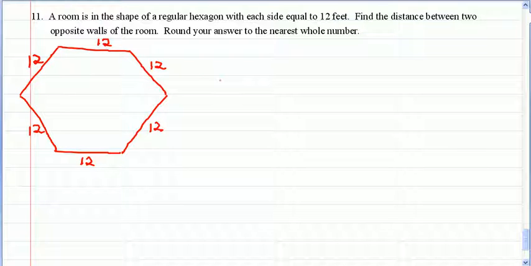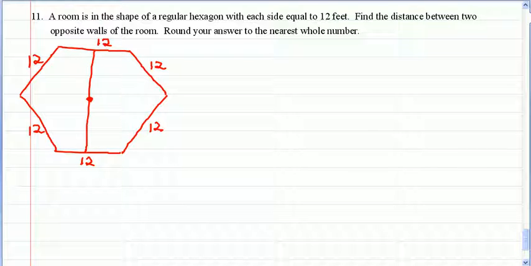We want to find the distance between 2 opposite walls of the room, and then we want to round our answer to the nearest whole number. So 2 opposite walls of the room would be this length. So this is the length that we're looking to find. And the center of this hexagon is right about here.